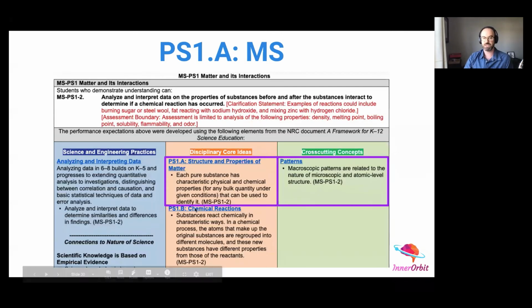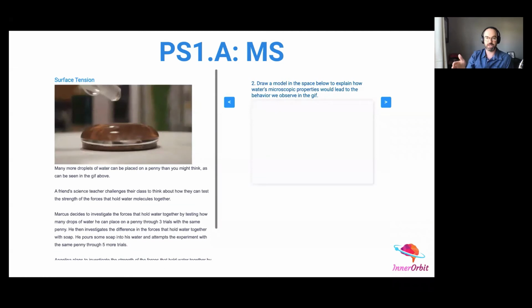And they're also using structure and properties of matter to describe that there are properties that things have at microscopic levels, and that the macroscopic patterns, seeing the water behave like this, are related to microscopic or atomic level structure. So something is happening at the microscopic level that leads us to see the water forming this sort of skin. Students draw a model of this. This gives you an idea of how well they can incorporate patterns and how well they can incorporate their knowledge of physical and chemical properties of water.